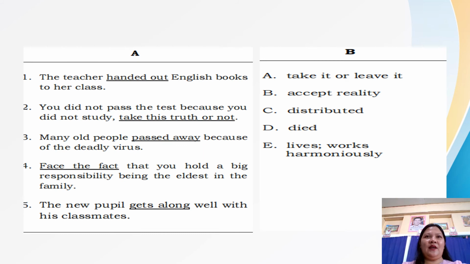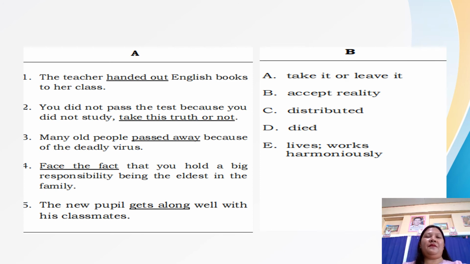Are you done answering the activity? If you're done, then let's check your answer. Here are the correct answers. Listen carefully. For number 1, handed out means letter C, distributed. Number 2, take this truth or not. The correct answer is letter A, take it or leave it.